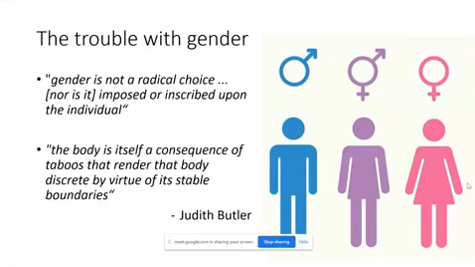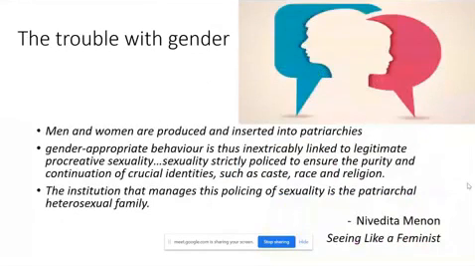Okay, so here I would like to bring in Nivedita Menon, who says it more simply in her book Seeing Like a Feminist. The first statement is, she says, men and women are produced and inserted into patriarchies. I used the word inserted some time back when I think one of the students wanted a clarification.